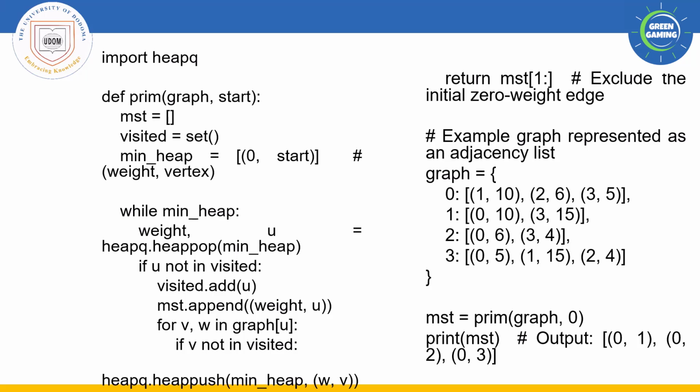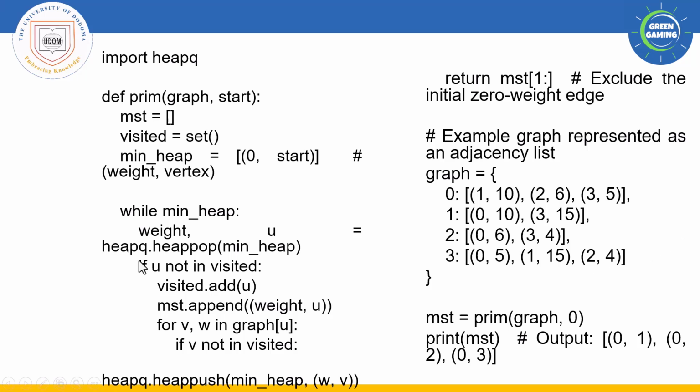So the heap pop retrieves and removes the edge with the smallest weight from the priority queue. So we have a weight, and we have a u. Weight is the weight of the edge, and u is the vertex connected by this edge.